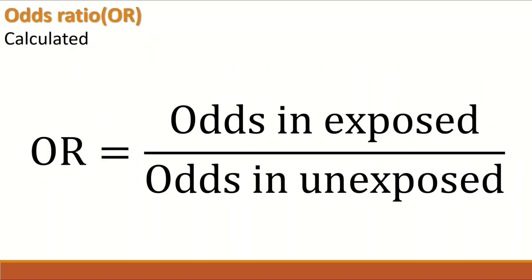So the odds ratio is calculated as shown here, OR equals the odds in the exposed, or experimental, or intervention, divided by the odds in the unexposed, the control, the reference category or group. So the OR is different from odds. Odds is the probability of an event occurring relative to the probability of not occurring. And the OR is the odds in the exposed relative to the odds in the unexposed.